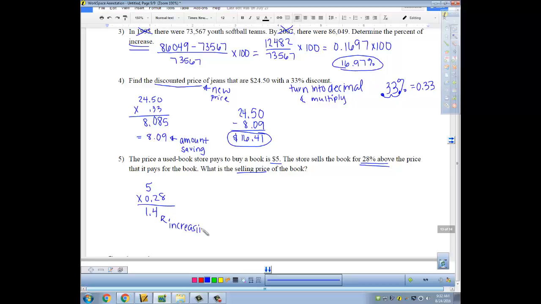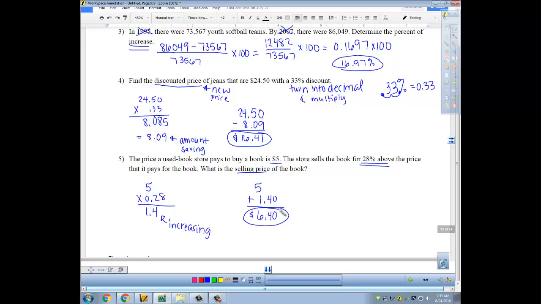It is not the new price because they're going to sell it for more than $5. So they're not going to sell it for $1.40. So since they're selling it for more, because it says above, we're going to add $5 plus that $1.40 to get $6.40. So that way they can make a profit on what they're selling.